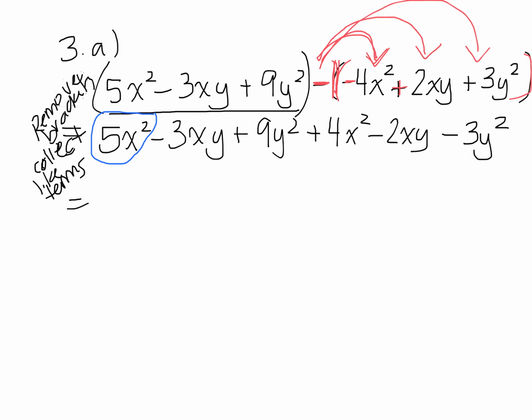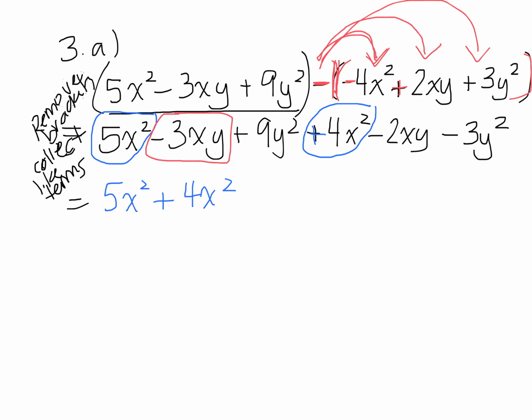We have a 5x squared term. Let's start with the first term. Any other term have an x squared? Yeah. Which one? The 4x squared. Is there any other term that has x squared? No. So you cannot add anything else together. You can only add together the 5x squared and the positive 4x squared. I can't add any of these other terms together, okay?